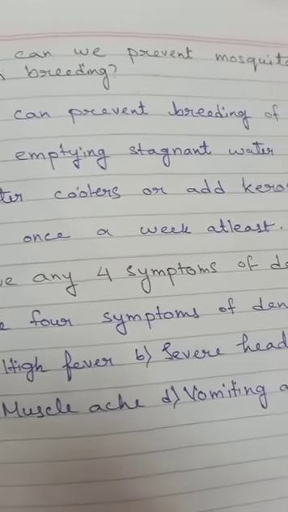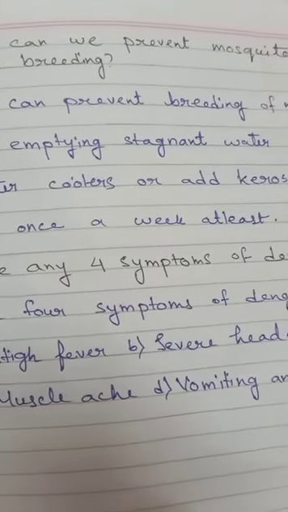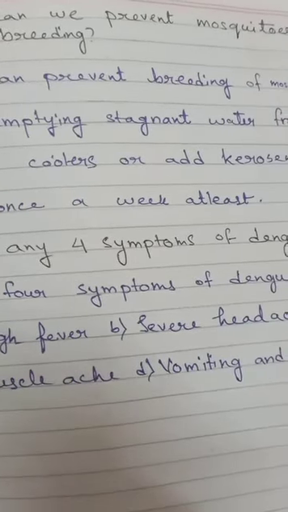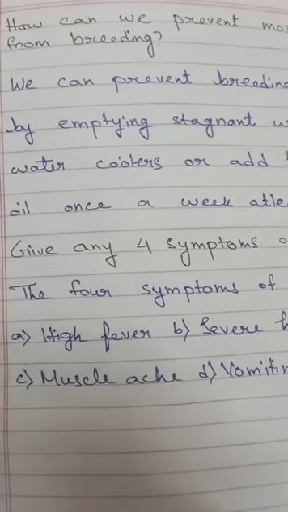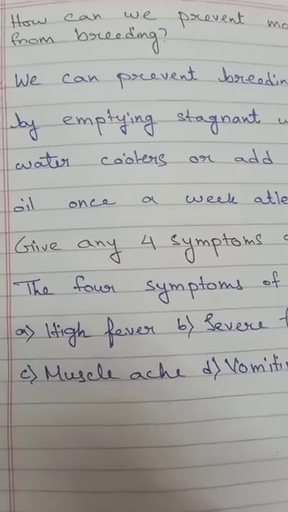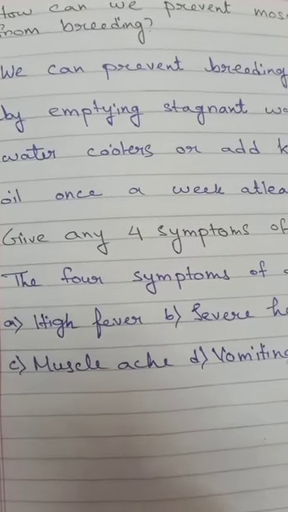Next question is, how can we prevent mosquitoes from breeding? Answer: we can prevent breeding of mosquitoes by emptying stagnant water from water coolers or add kerosene oil once a week at least.